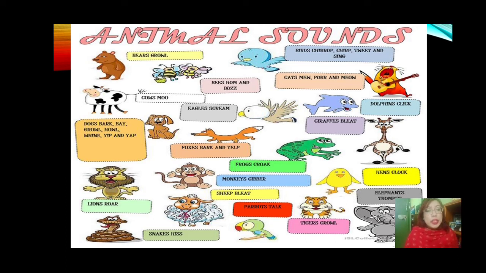Yes. So there you can see a sheep bleats. And what? Parrots talk. A snake hisses. What sound does a lion make? A lion roars, right? So what about cats? There you can see cats mew, right? Or even sometimes the cat makes a purr sound as well, right? So these are the different sounds being created by animals.